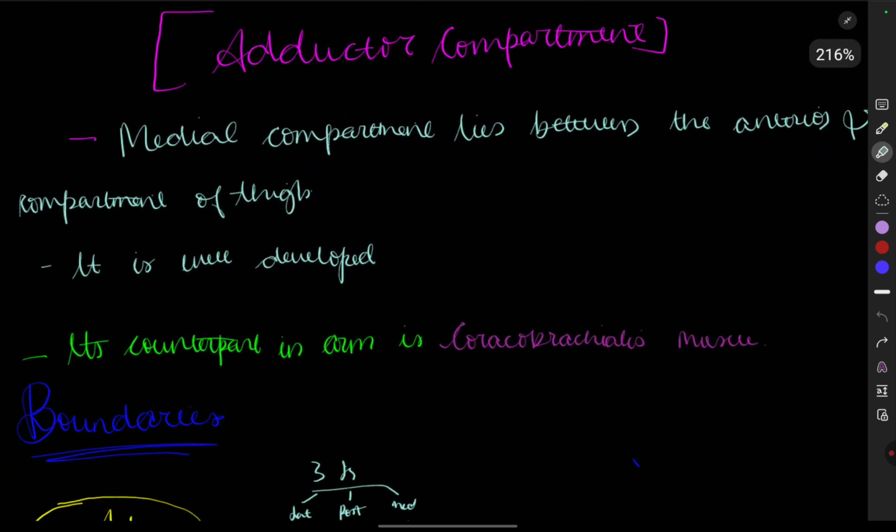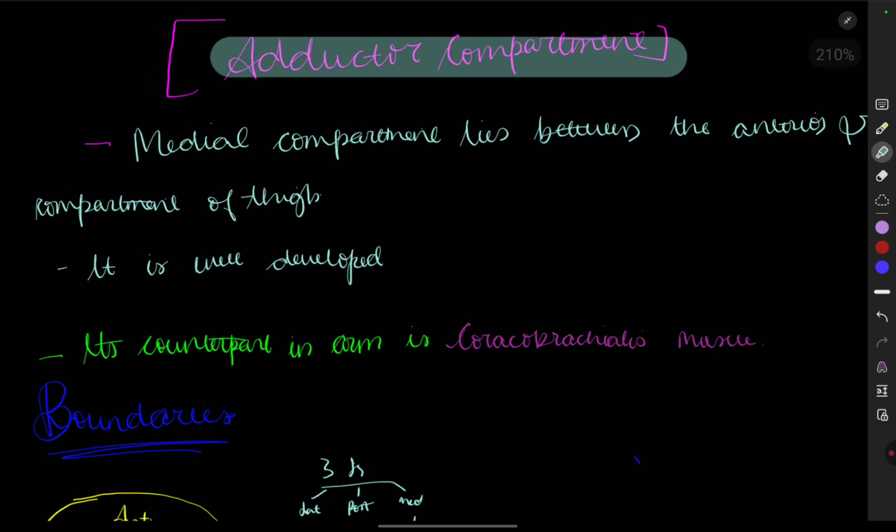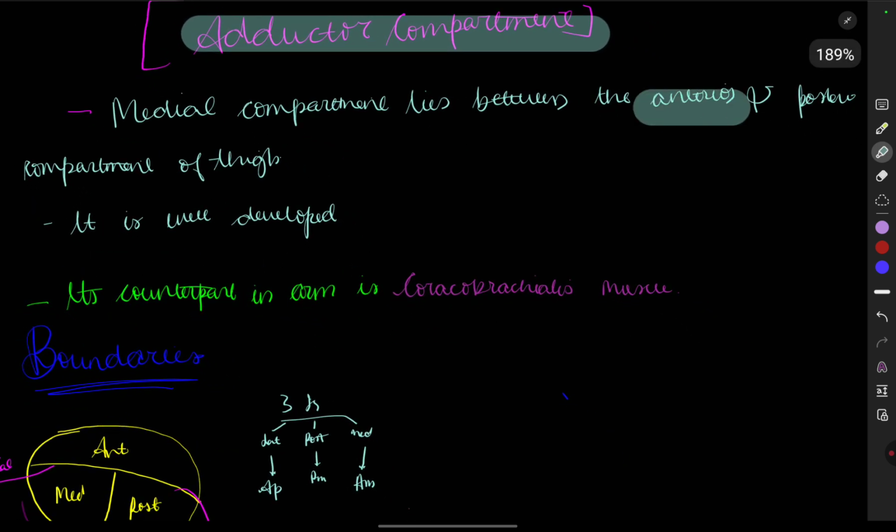So the medial side of the thigh is also called the adductor compartment. As we know, the front of the thigh is called the anterior compartment, or the femoral compartment, or the extensor compartment. So this medial side is called the adductor compartment. The medial compartment of the thigh lies between the anterior and the posterior compartment of thigh.